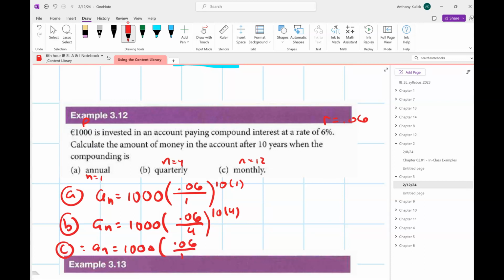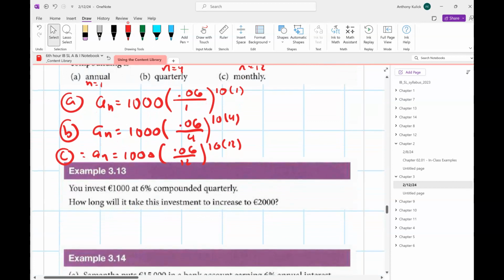So again, just kind of grinding that out, right? Everybody's okay with what I did? I don't have to type this into the calculator. You guys are good with getting stuff in your calculator, I hope. This is not tricky to type in. So here it says you invest $1,000 at 6% compounded quarterly. So P, R, N. It asks how long, that's the T, will it take for this investment to increase to $2,000?